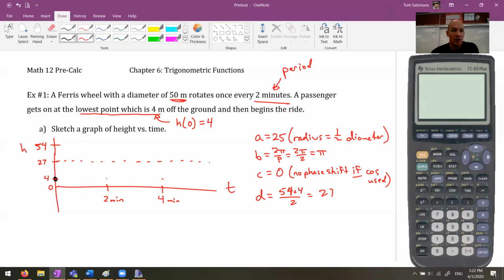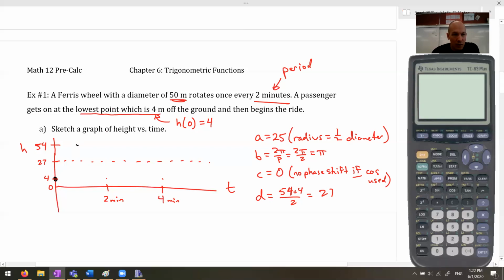I'm going to fill in the rest of this graph here. So right up here at 1 minute, we should be at a height of 54. Here, again, we'll be down there, up there, down there, and so on. We're going to be drawing just a general sort of cosine graph. That's why we're sketching this, because it's not going to be perfect, but it's going to be good enough. So that's a pretty decent graph.